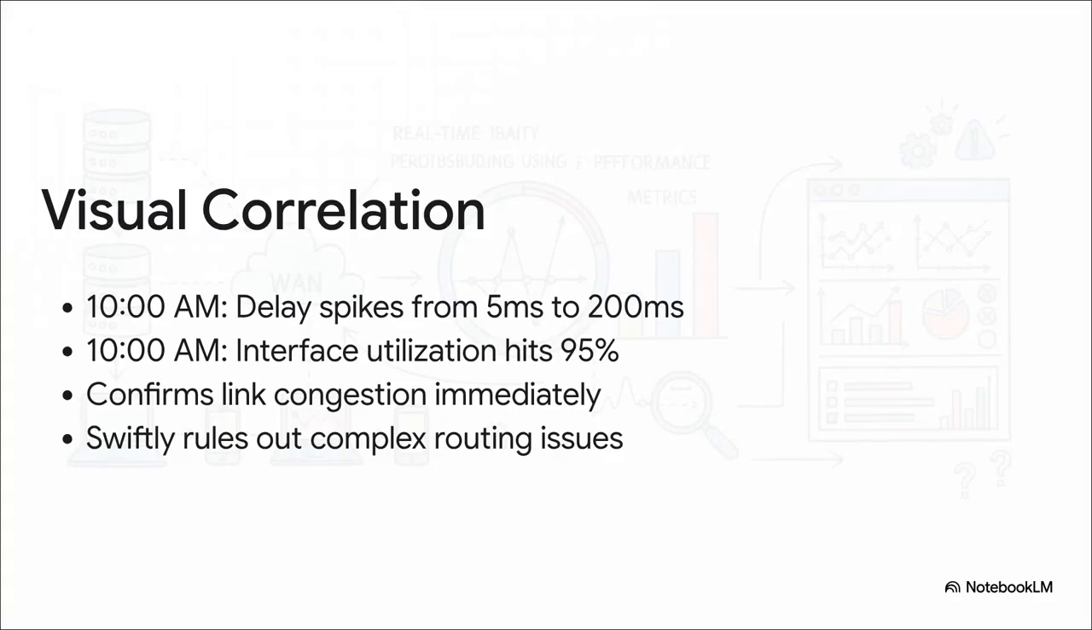And why go through the trouble to set up a visual dashboard? One word: correlation. Imagine you're staring at your Grafana screen. At exactly 10 a.m., you see a sharp line graph showing delay spiking from a healthy 5 milliseconds all the way up to a disastrous 200 milliseconds. Right below it, on the exact same timeline, interface utilization shoots up to 95%. The visual correlation is instant. You don't have to guess. You know with absolute certainty that the delay is being caused by link congestion. It rules out complex routing issues in seconds.